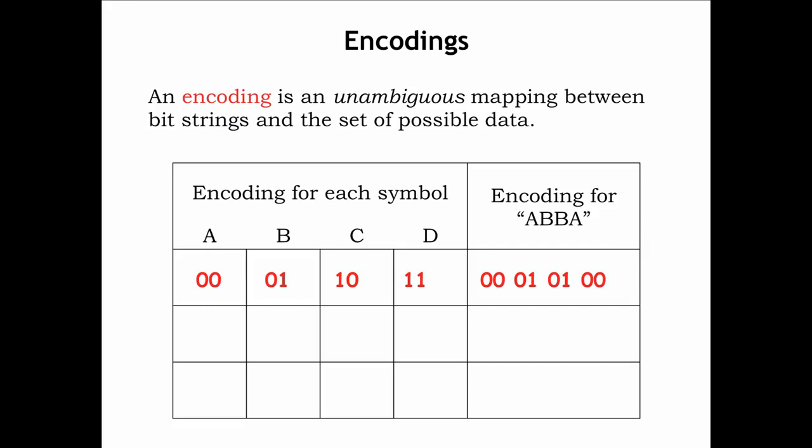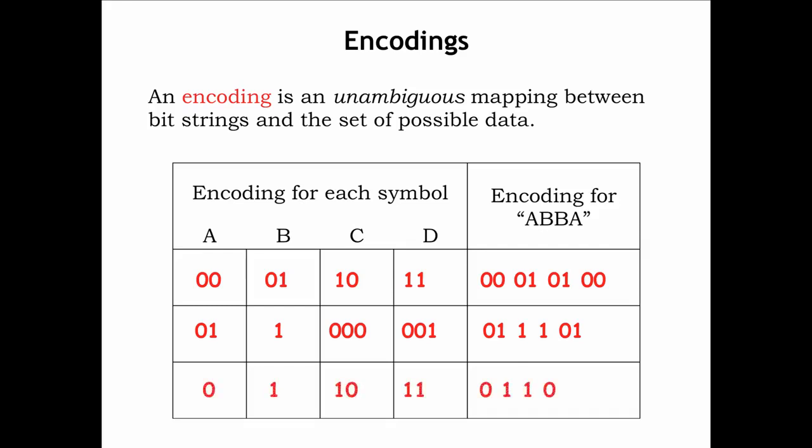We can also use bit strings of different lengths to encode symbols. This is called a variable length encoding. So A could be 01, B 1, C 000, and D 001. ABBA would be encoded as 01, 1, 1, 01. We'll see that carefully constructed variable length encodings are useful for the efficient encoding of messages where the symbols occur with different probabilities. We have to be careful that the encoding is unambiguous.